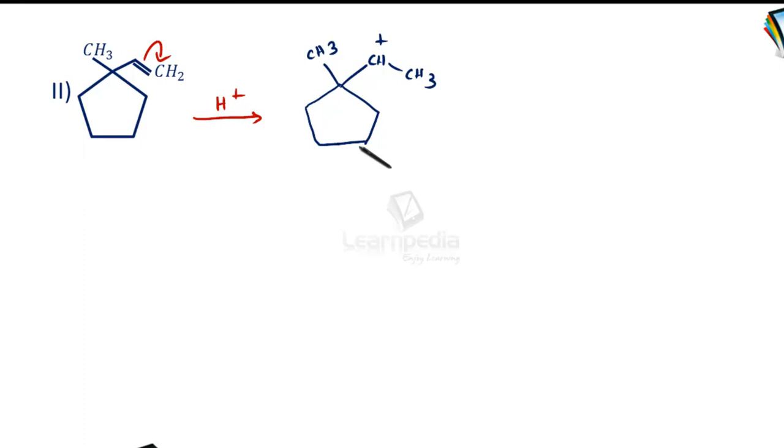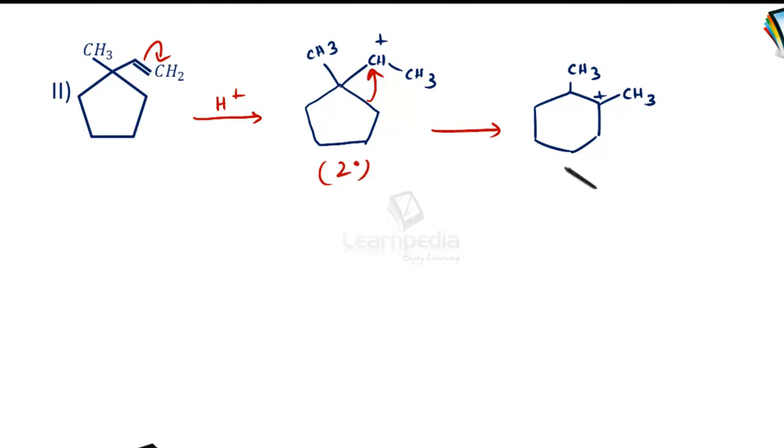And this is the carbocation. So again, as there is a possibility of the ring expansion, because the 6-membered ring is more stable than the 5-membered ring, the ring expansion takes place in this way. And this results in the formation of a 6-membered ring. And in due course, this secondary carbocation is converted into a tertiary carbocation, which is definitely more stable than this one.